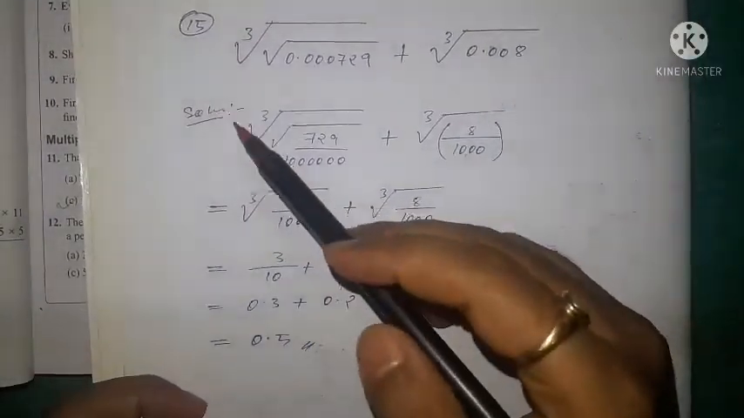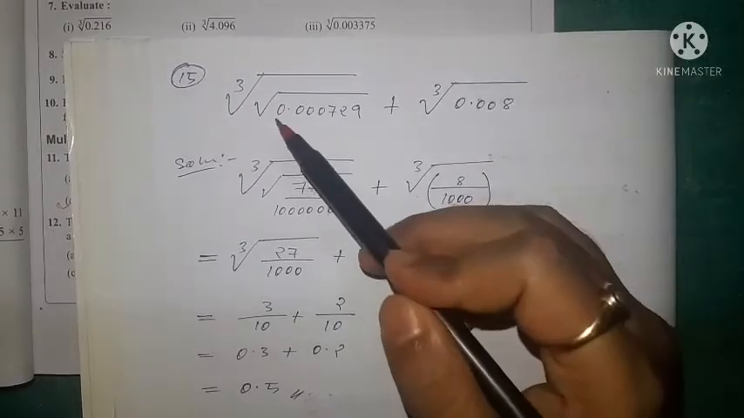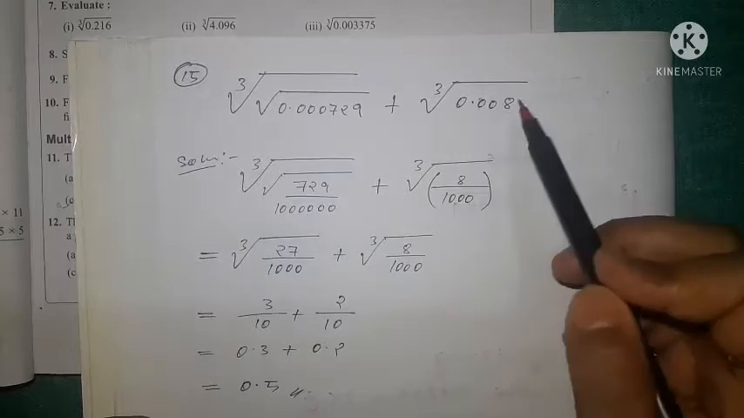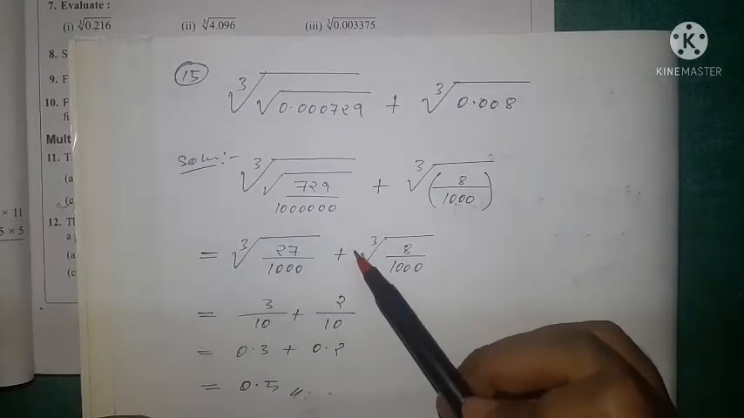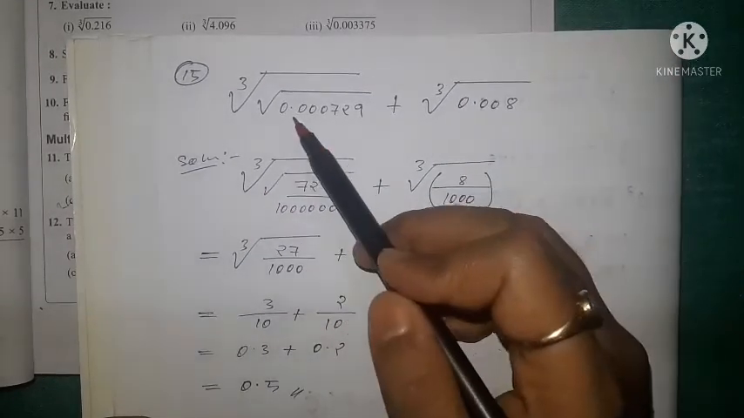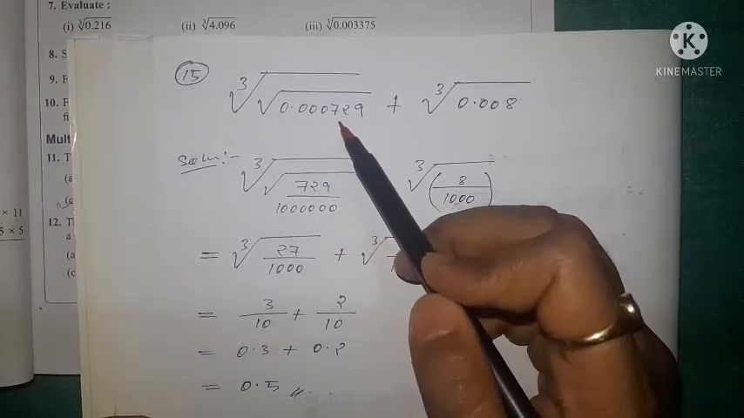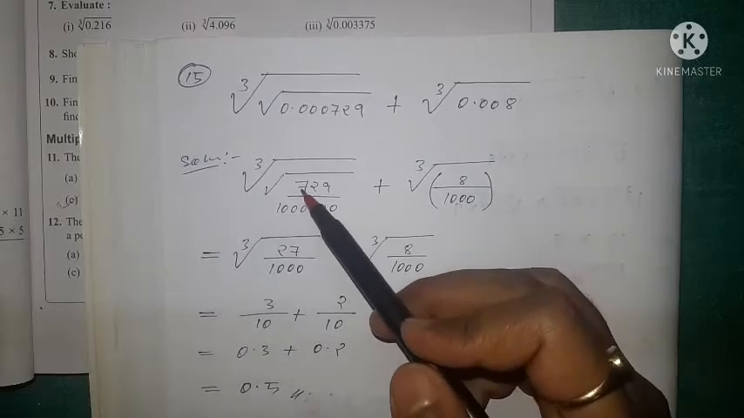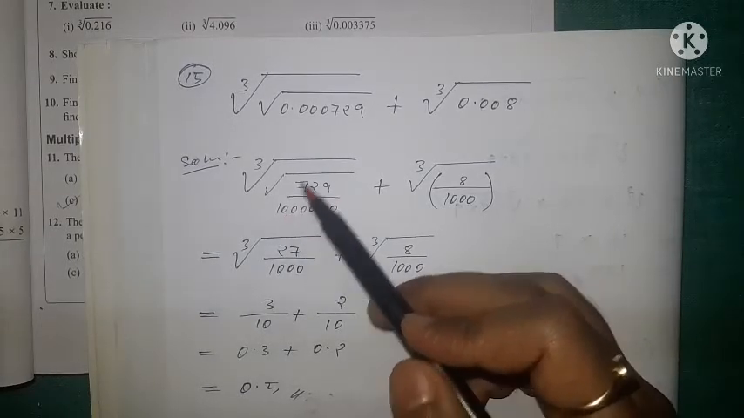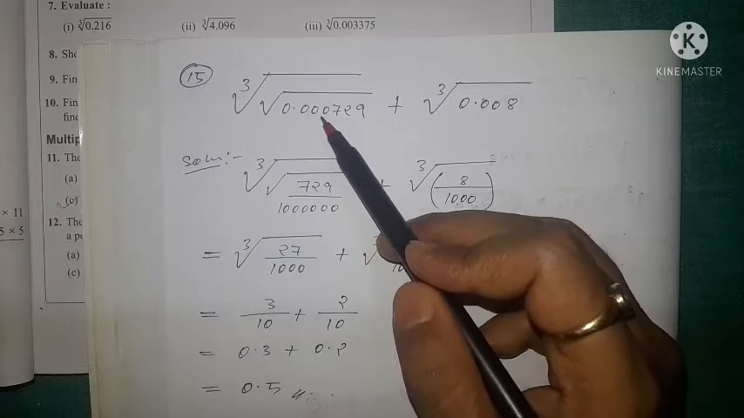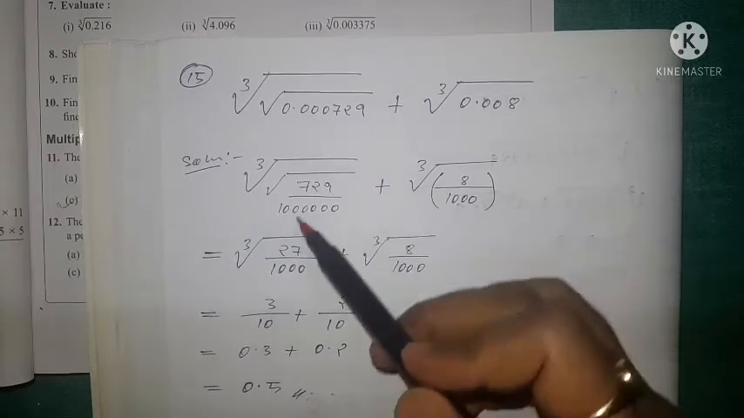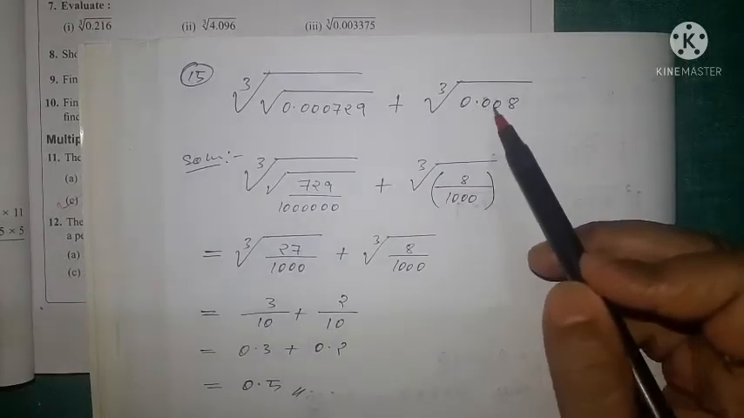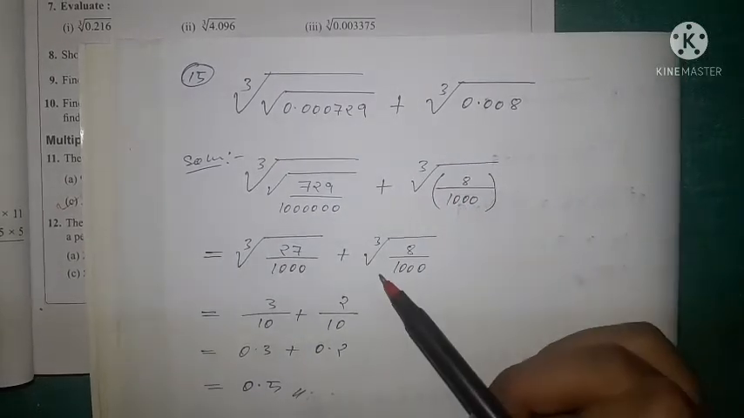Then question 15, we need to evaluate the cube root of the square root of 0.000729 plus the cube root of 0.008. Now we can express the square root of 0.000729 as a fraction like this: 729 divided by, since there are 6 decimal places, 1 2 3 4 5 6, 6 zeros. Similarly we can convert the other into a fraction as 8 divided by 1000.